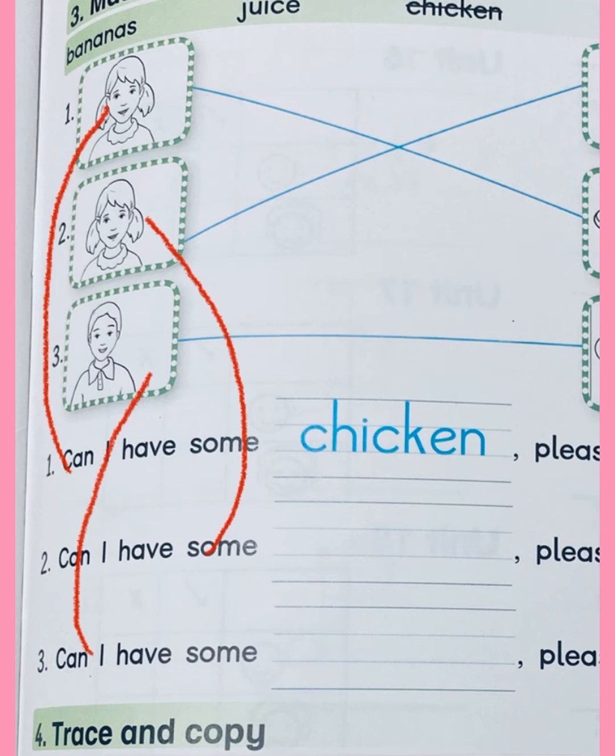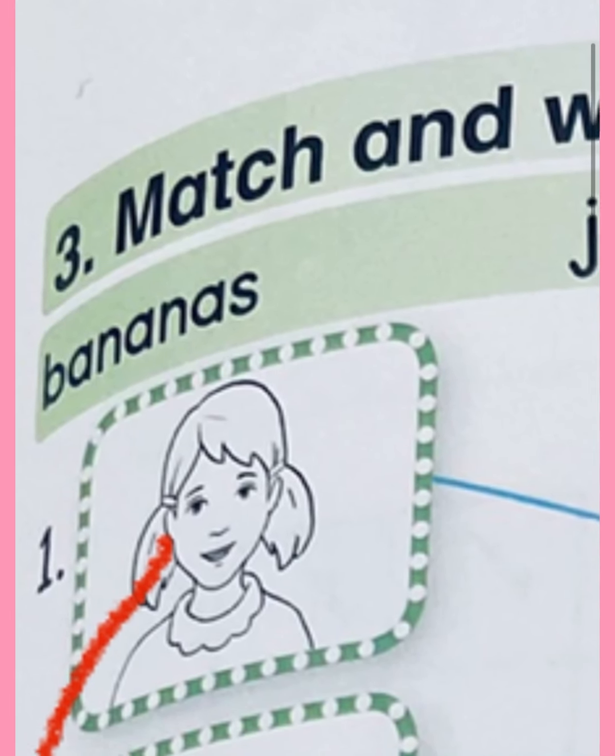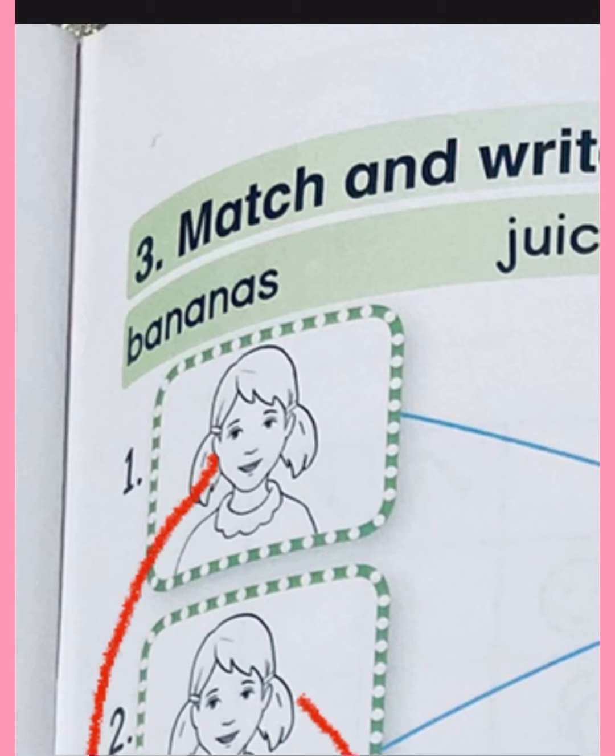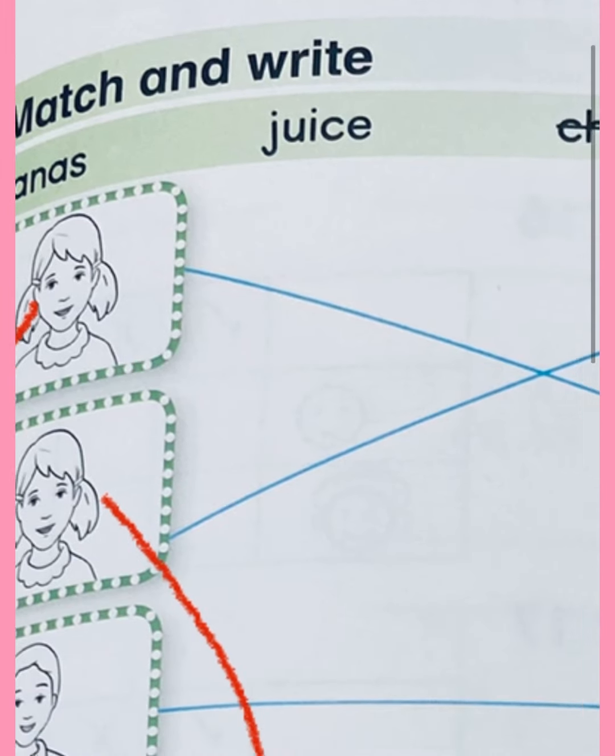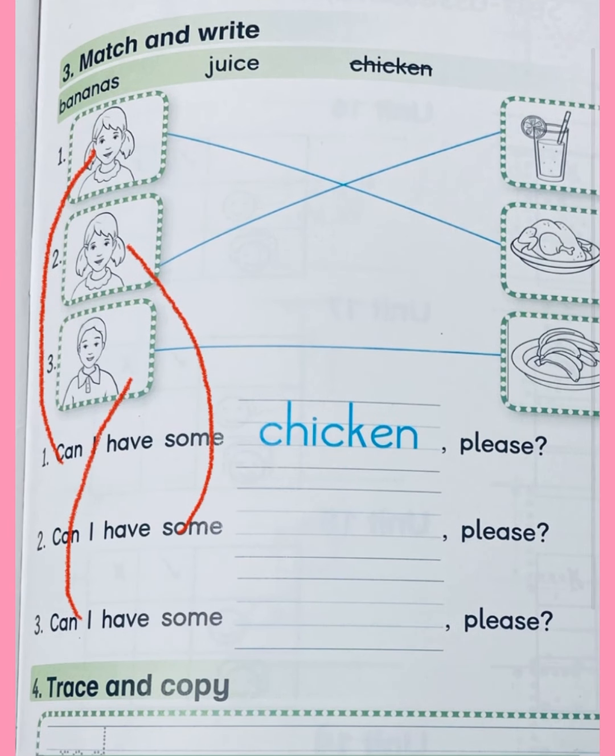Just to clarify for you. Number one, look at the girl. What does she want? What does she want to eat? She wants to eat chicken. So, what are you going to say?